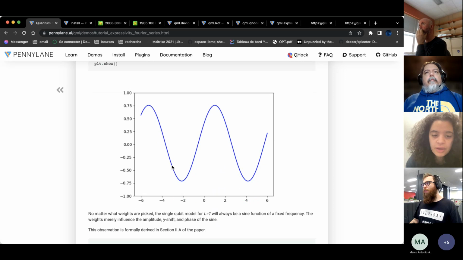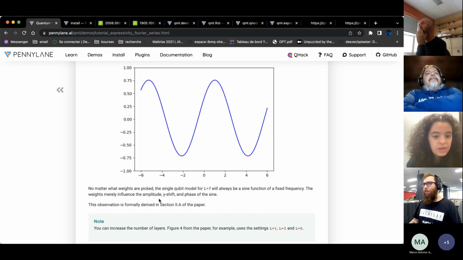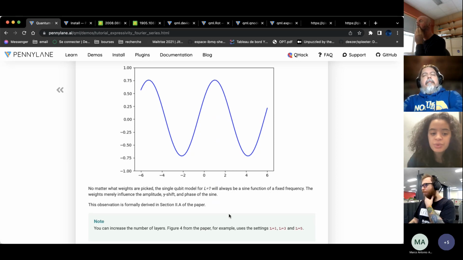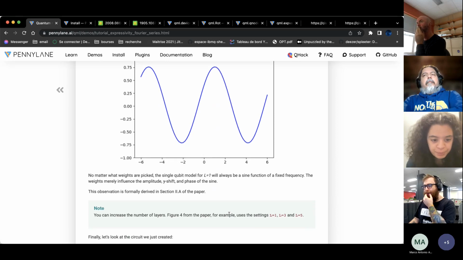It looks quite a bit like the function that we want to fit. We could have plotted them side by side and looked into that. Also, as they say here, no matter what weights are picked, the single qubit model for L equals 1, so for a single layer, will always be a sine function, which goes with their conclusions in the paper about expressing Fourier series up to a certain degree, which depends on the number of gates that you applied, of Pauli gates.